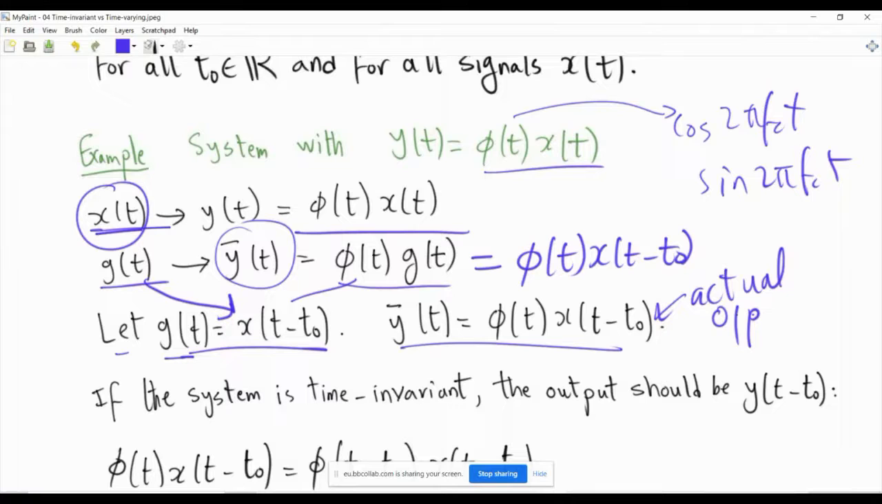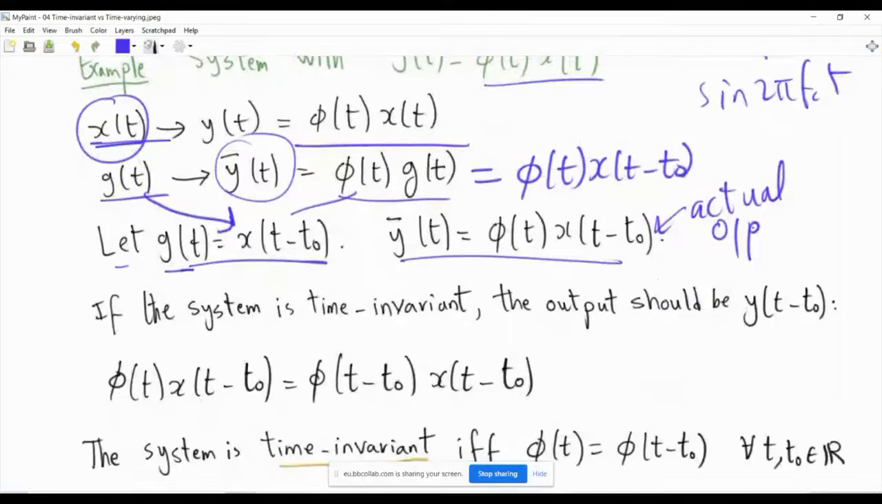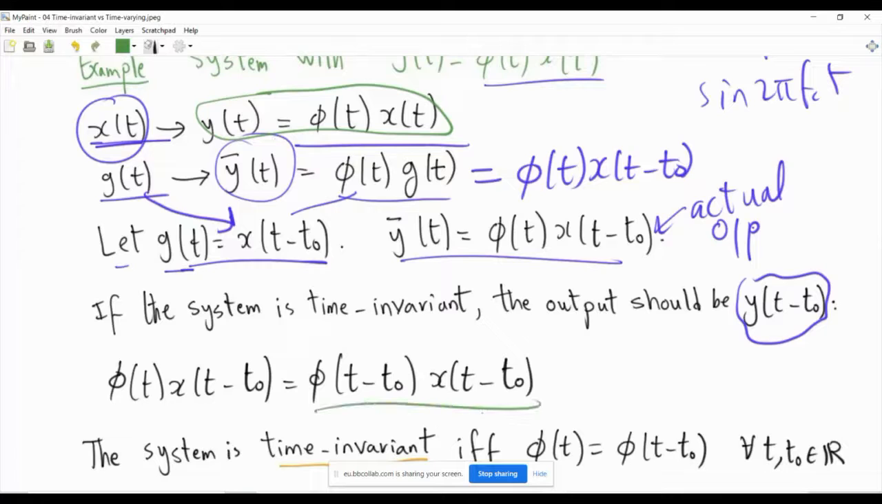What do you expect if the system is truly time invariant? In response to x of t minus t0, it should give you y of t minus t0. And what is y of t minus t0? Our y of t is phi of t x of t. So you replace t by t minus t0 on the left and right hand sides, and so this is y of t minus t0.